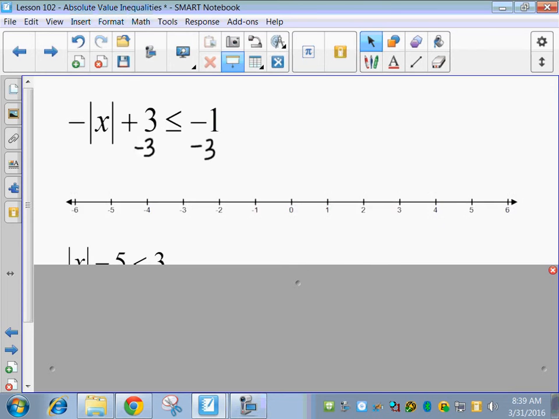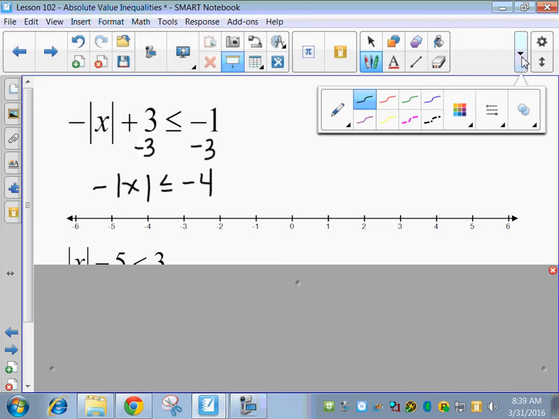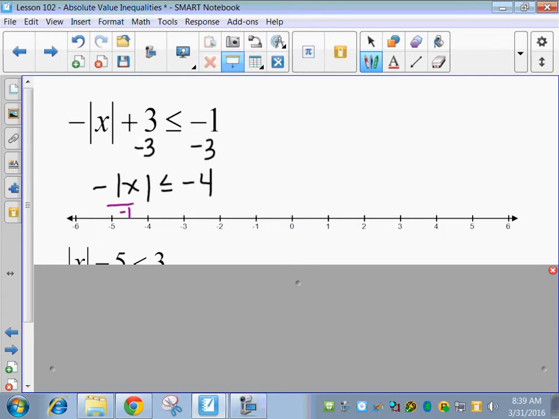So now I have negative absolute value of x is less than or equal to negative 4. Okay? We still have that negative sign in front of x, which we need to get rid of. All right? You can get rid of it by multiplying both sides by negative 1 or dividing both sides by negative 1. So I'm going to divide by negative 1 so I can cancel the negative sign. Now, anytime we're doing inequalities and we divide by a negative, what do we have to remember to do? Flip the inequality sign.